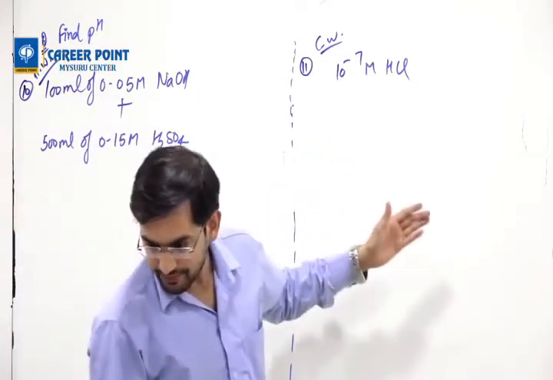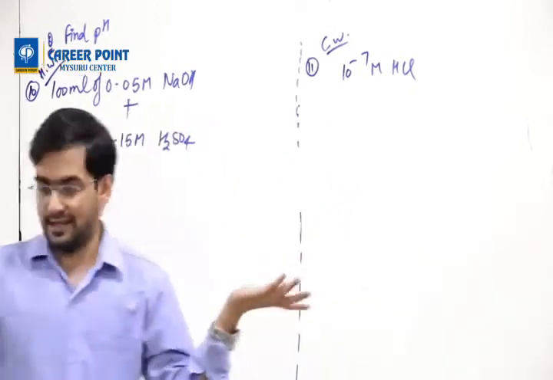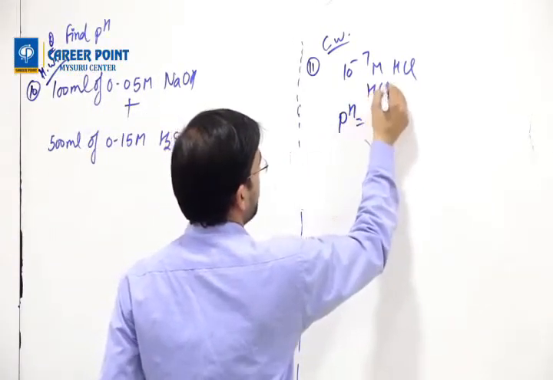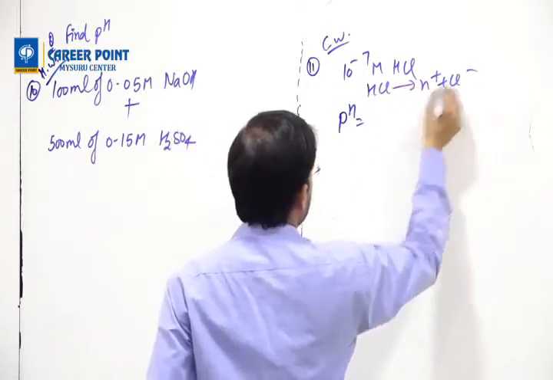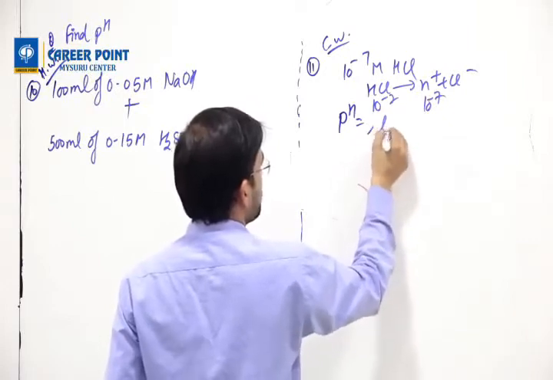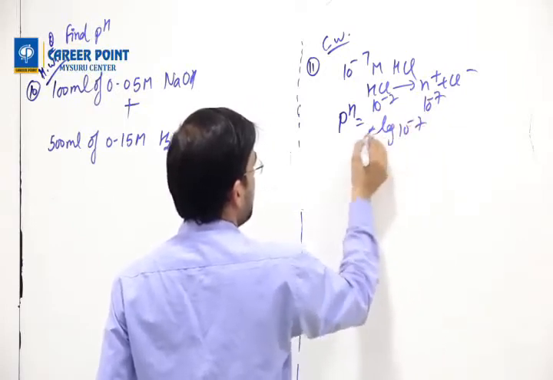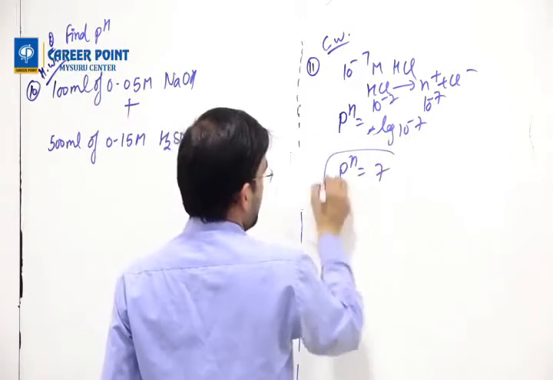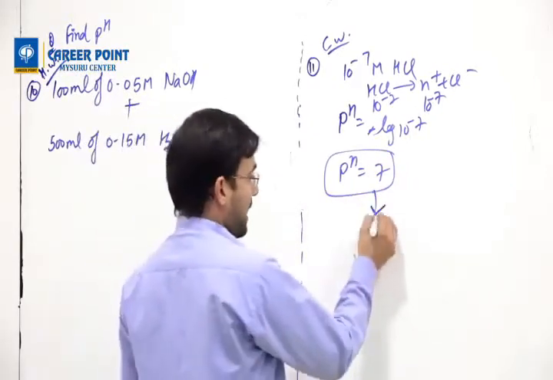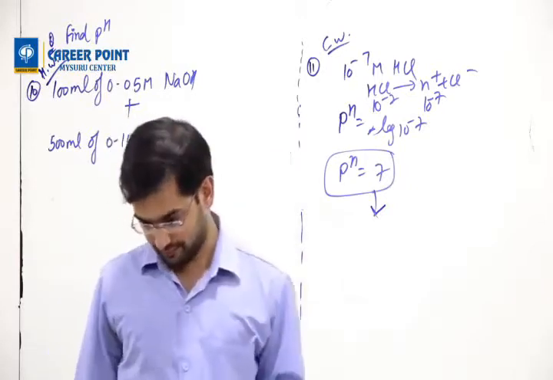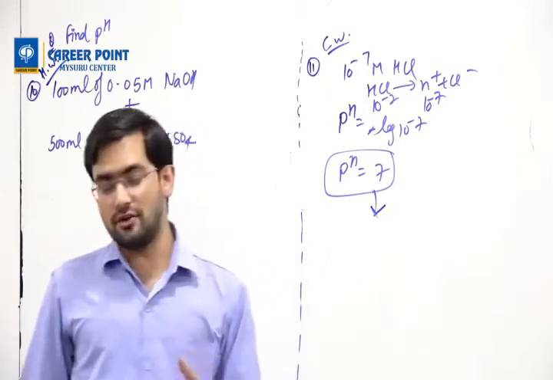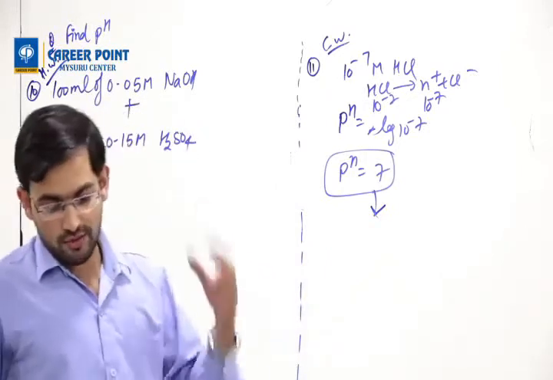Right? pH 7 will come. That is easy, right? HCl will break into H plus plus Cl minus, 10 power minus 7, 10 power minus 7. pH equals minus log of 10 power minus 7. So pH equals 7. If the pH is 7, is the solution acidic, neutral, or basic?